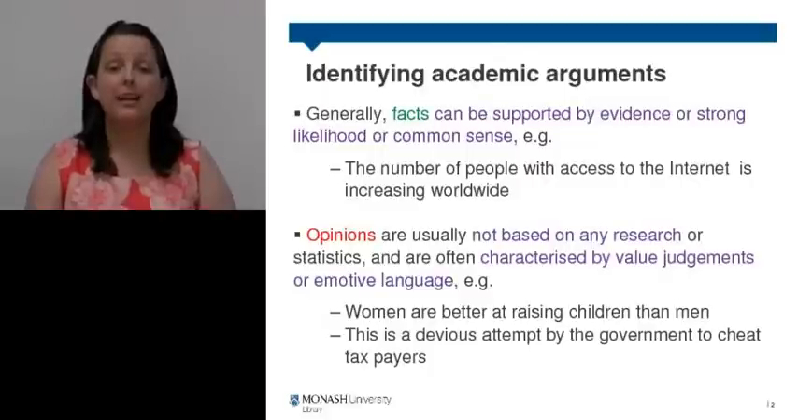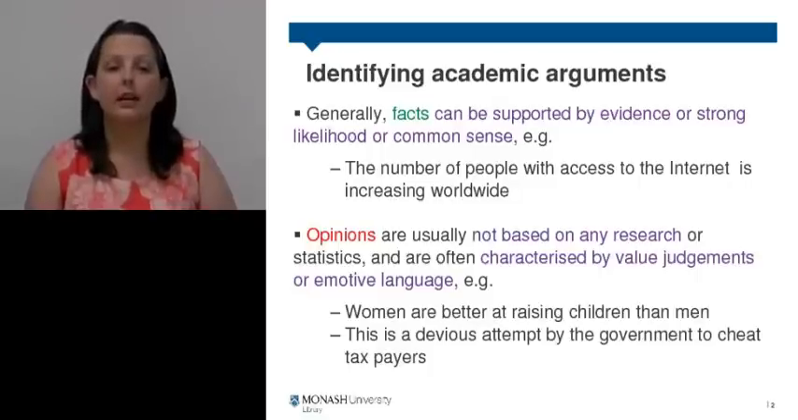Now, it's important in an academic piece of writing to identify the argument the author is trying to make. And you do this by distinguishing between facts and opinions. Facts are usually supported with evidence or a strong likelihood or common sense, such as the number of people with access to the internet worldwide is increasing. Opinions are not based on any research and are often characterized by value judgments or emotive language, such as this is a devious attempt by the government to cheat taxpayers.